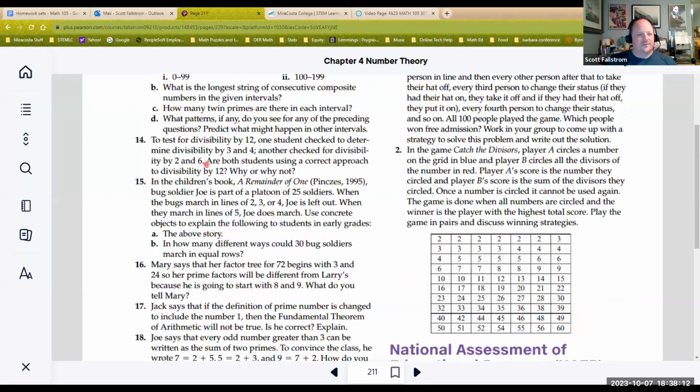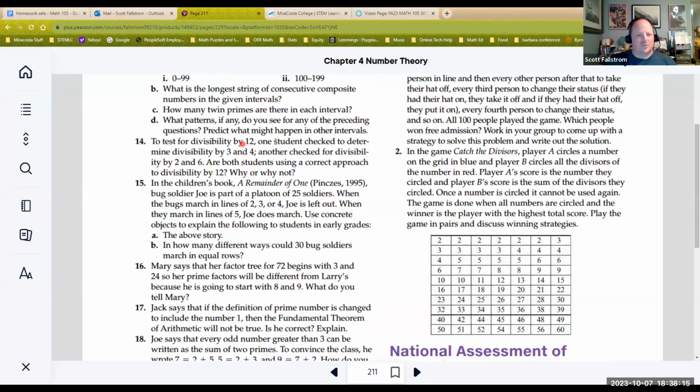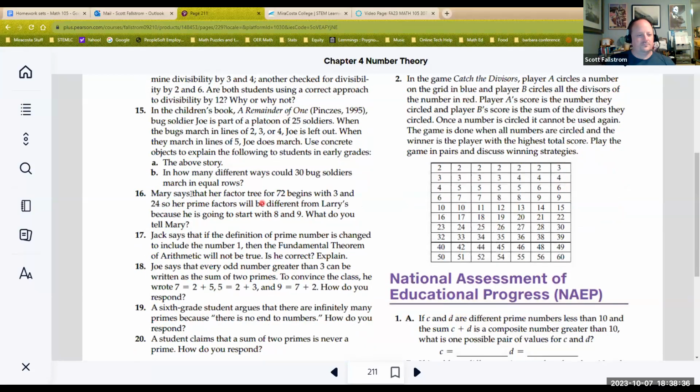And then let's see here. 14. To test divisibility by 12, one student checked 3 and 4. Another student checked 2 and 6. Are both students using a correct approach to divisibility by 12? Why or why not? This is one I'm going to leave for you because I've covered this a couple times. If they have a common factor, maybe something doesn't work, but you should be able to come up with a counter example for a student who is doing this.